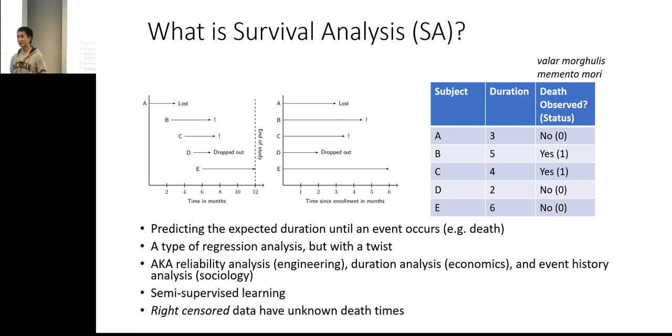Now, another interesting fact about survival analysis is that it can be seen as a form of semi-supervised learning. Semi-supervised learning is a pretty exciting field of machine learning where not only do you have a lot of labeled data, you may also have a lot of unlabeled data, and you need to write your algorithm accordingly. And the data where the deaths are not observed, we call these right-censored data, because we do not know their actual death times. They're censored on the right side.